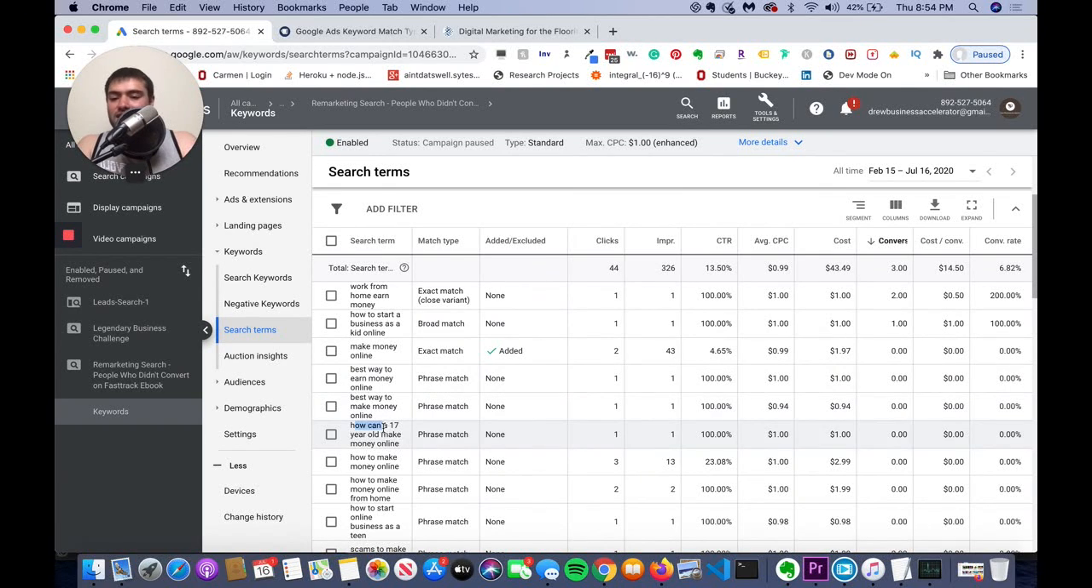Same thing with like 17-year-old. I don't want that because again, they don't have a degree, they don't have a ton of money. They might convert because they're eager and they're excited, but they're not going to end up converting for my upsells. They might convert for my free ebook, but that's really just an opt-in.